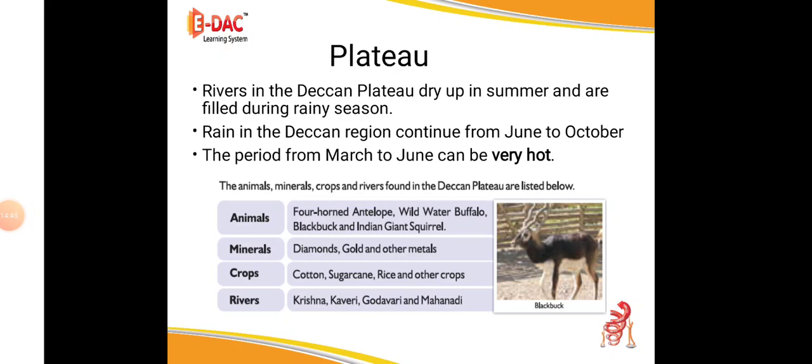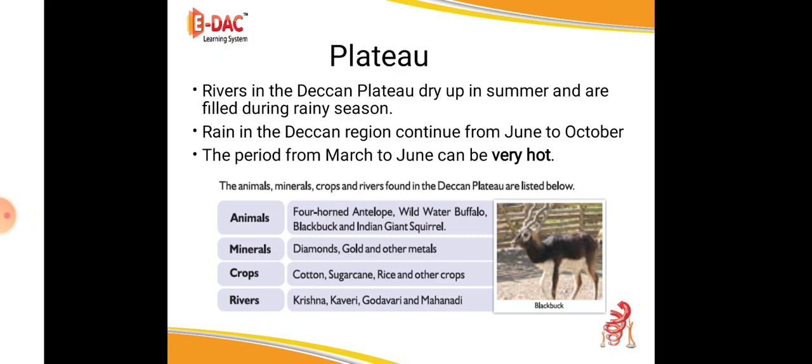Plateau. Rivers in the Deccan Plateau dry up in summer and are filled during the rainy season. Rain in the Deccan region continues from June to October. The period from March to June can be very hot. The animals, minerals, crops, and rivers found in the Deccan Plateau are listed below.